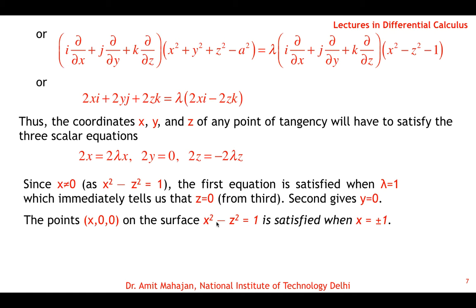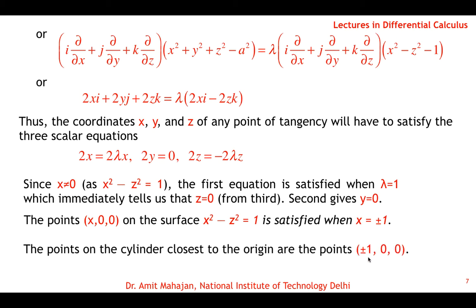lie on the surface. So x squared minus z squared equal to 1 is the surface, with z value 0 here, so we can immediately calculate x as plus or minus 1. So what we actually get is the points plus or minus 1, 0, 0. That means (1, 0, 0) and (-1, 0, 0) are the points on the cylinder which are closest to the origin, and that's what we originally saw through the geometry.